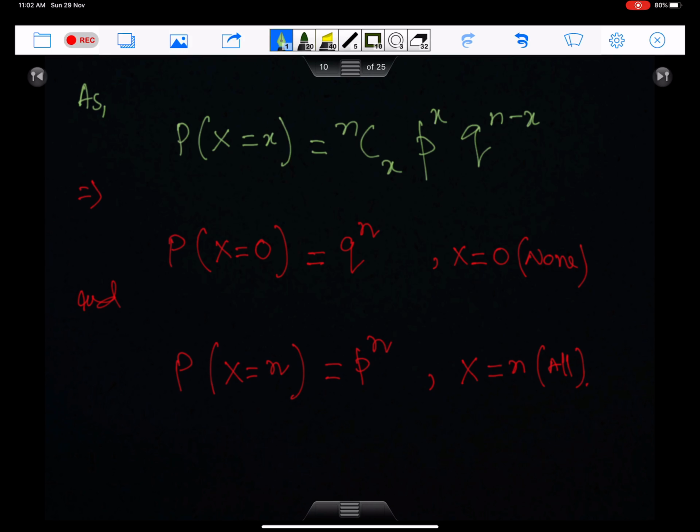Since we have this formula for the binomial probability, for x equals 0, if we substitute x equals 0, we get q to the power n. And 0 means none. When we substitute x equals n, which means all, then we get p to the power n. So these two rules will make the calculations very simple. 0 means none and n means all.